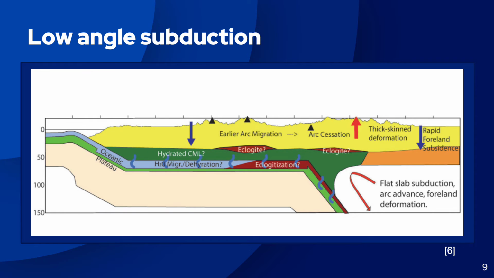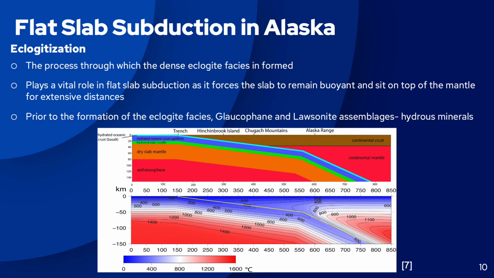The mechanics of low angle subduction are complex, and we will now be taking a look at the flat slab subduction of the Pacific Plate under the North American Plate in Alaska to better understand flat slab subduction. Demonstrated by this diagram is the flat slab subduction that is occurring in Alaska. An important process in the production of flat slab is eclogitization, which is the process through which the dense eclogite facies is formed.